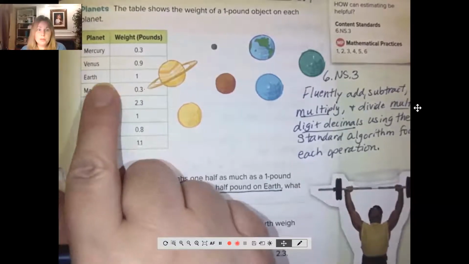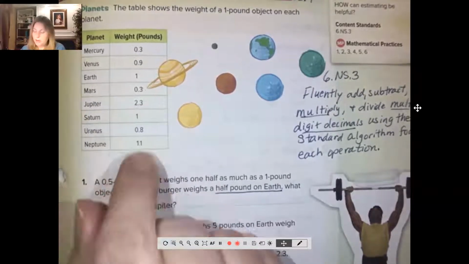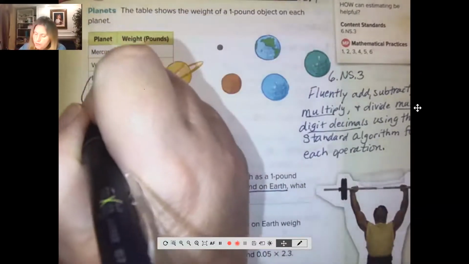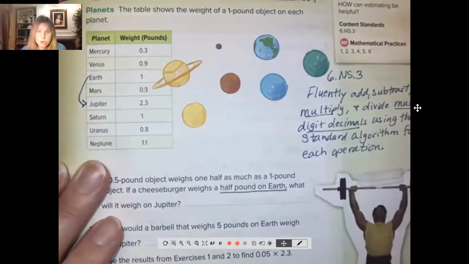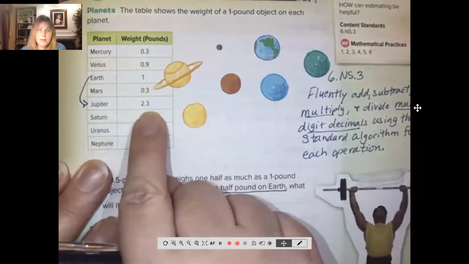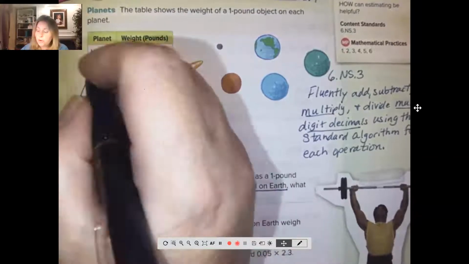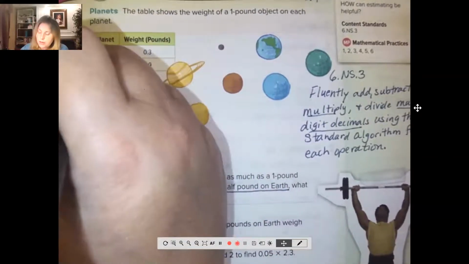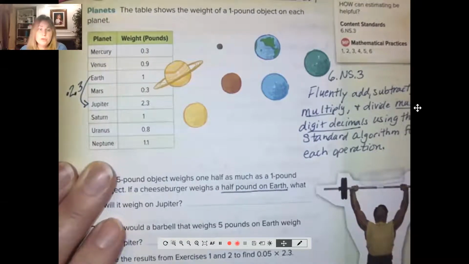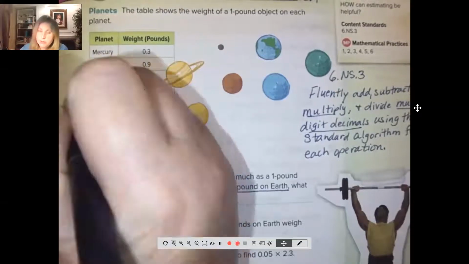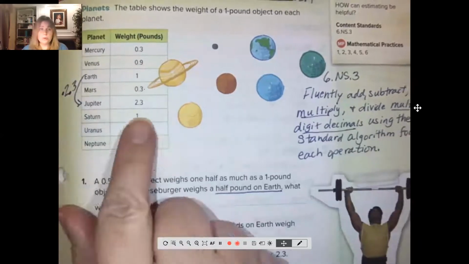What we need to do is compare the weight of an object on Earth to the weight of an object on Jupiter. Going from Earth to Jupiter, an object is going to weigh 2.3 times as much. If it weighs 1 pound on Earth, it'll weigh 2.3 pounds on Jupiter. So going from Earth to Jupiter increases the weight by a factor. Remember, factor means multiplying. That's the multiplication dot. So we're multiplying by 2.3 to go from Earth to Jupiter.